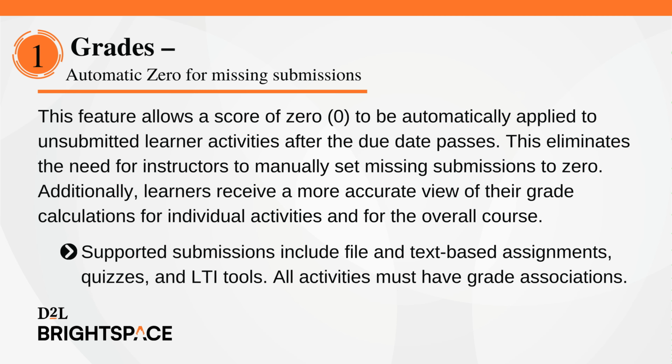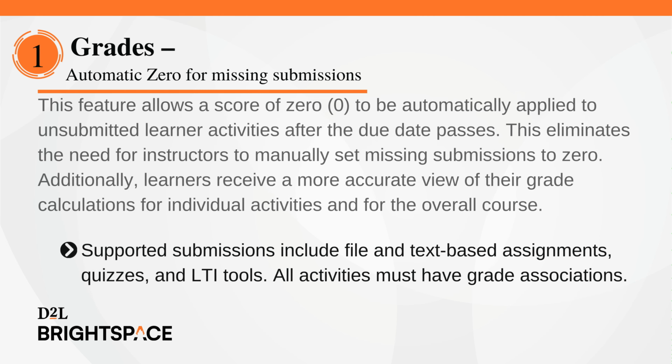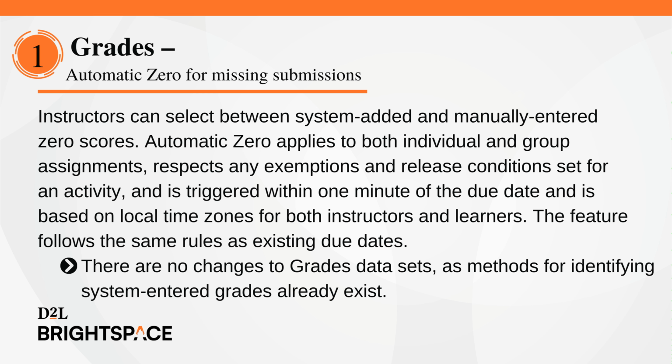All activities must have grade associations. Instructors can select between system-added and manually entered 0 scores. Automatic Zero applies to both individual and group assignments, respects any exemptions and release conditions set for an activity, and is triggered within 1 minute of the due date and is based on local time zones for both instructors and learners. The feature follows the same rules as existing due dates. Note that there are no changes to grades datasets, as methods for identifying system-entered grades already exist.